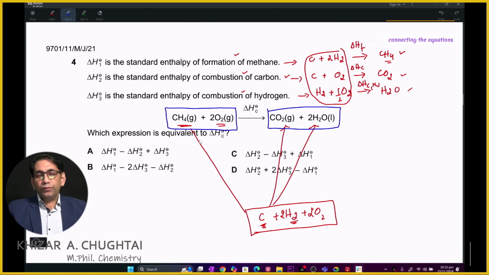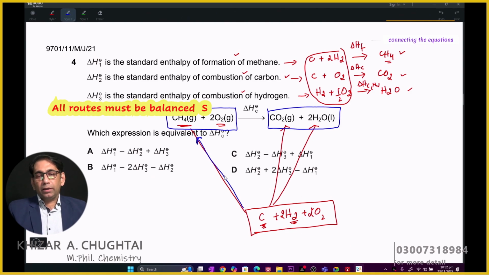If I move in this way, let's suppose this is a blue arrow, you can see one carbon, 4 hydrogen, and 4 oxygen. This route is balanced. Same is the case from this box to this blue box, including these 2 arrows. These 2 arrows are going towards the same side. So 1 carbon, 4 hydrogen, 2 plus 2 oxygen, 4 oxygen. So all routes are balanced.